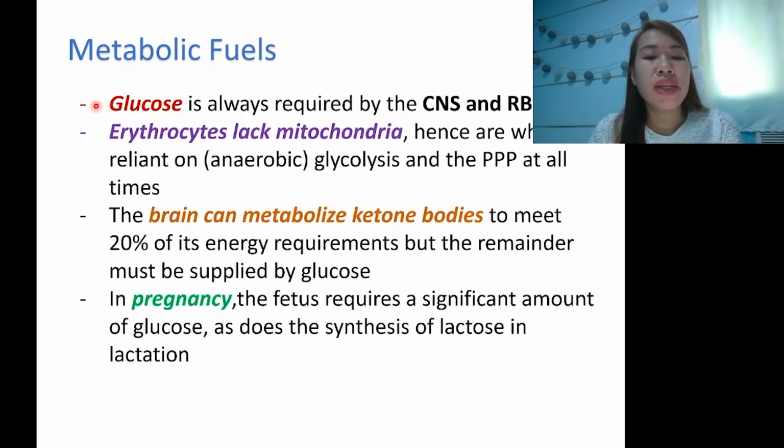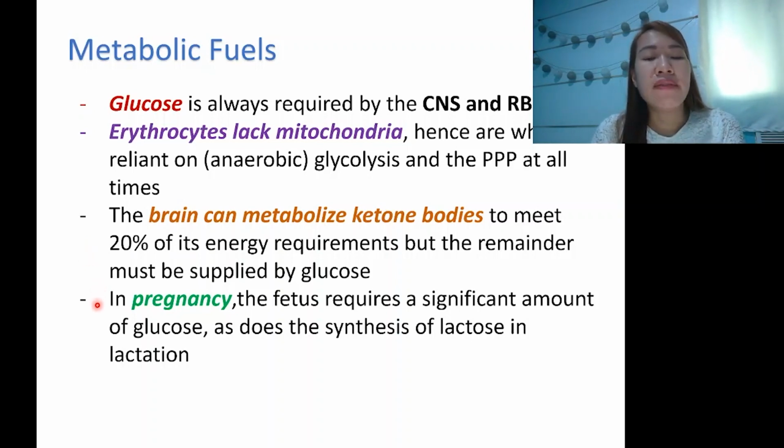Now, glucose is always required by the CNS or by the brain and red blood cells. Our erythrocytes lack mitochondria. They don't have the powerhouses of the cell. So they are very, very much reliant on glycolysis, so anaerobic glycolysis and the pentose phosphate pathway at all times. Now, the brain, on the other hand, since kailangan ma-spare ang glucose for the brain, can also metabolize ketone bodies to at least meet 20% of its energy requirements, but the remainder has to be glucose. So yung brain, pwede mo nang bigyan ng other source such as ketones, but majority should be glucose.